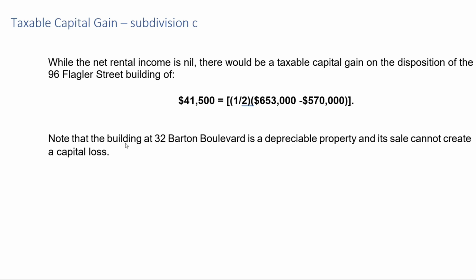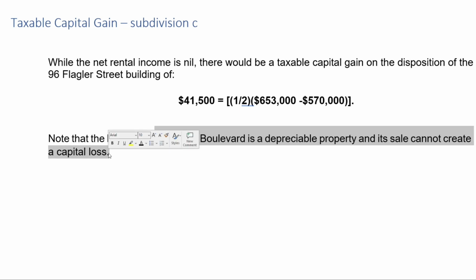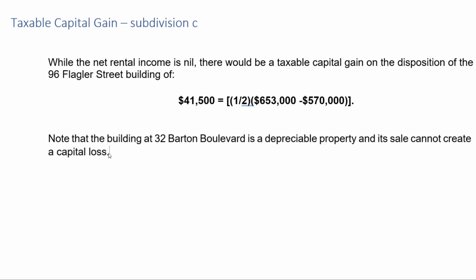And please remember, it's important that you show the marker that you've considered everything. So there was another building that was sold, the 32 Barton Boulevard building. And remember, because it's a depreciable property, the sale cannot create a capital loss. So that capital loss, or the loss that you may have calculated when dealing with that, would be denied.